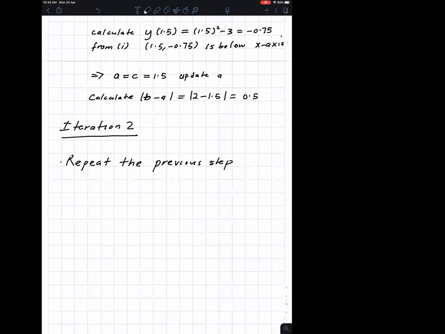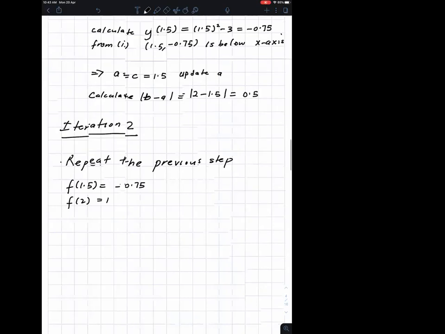Okay, now just rewriting this. F2 is still the same. So we have a new set of coordinates here because we already updated our left interval to 1.5. The corresponding value is minus 0.5. On the right side is still the same. We haven't done anything yet. Now go ahead and calculate the midpoint.